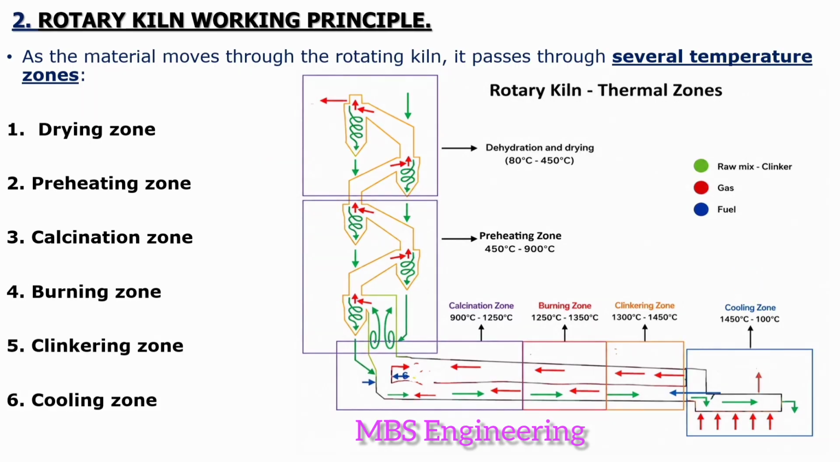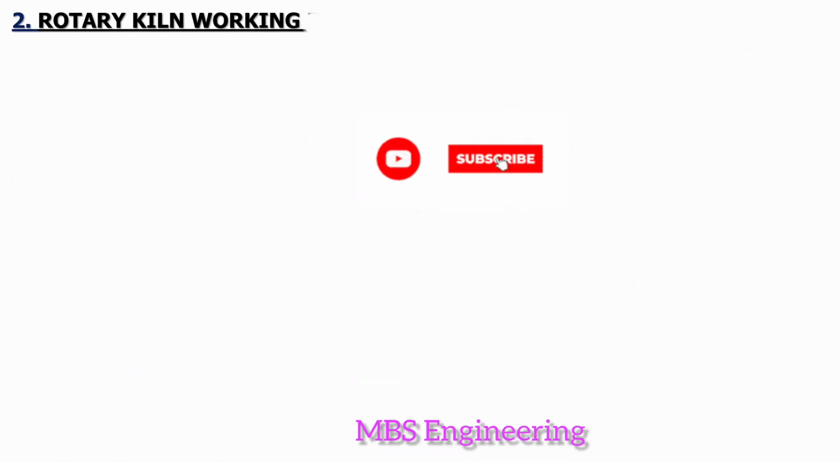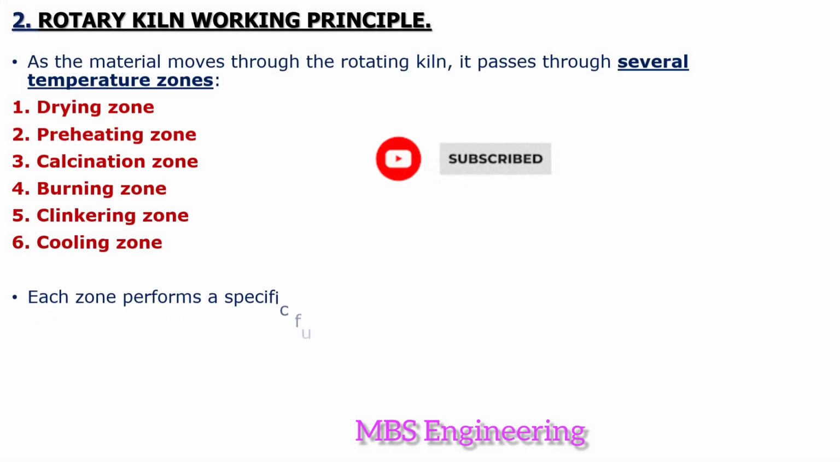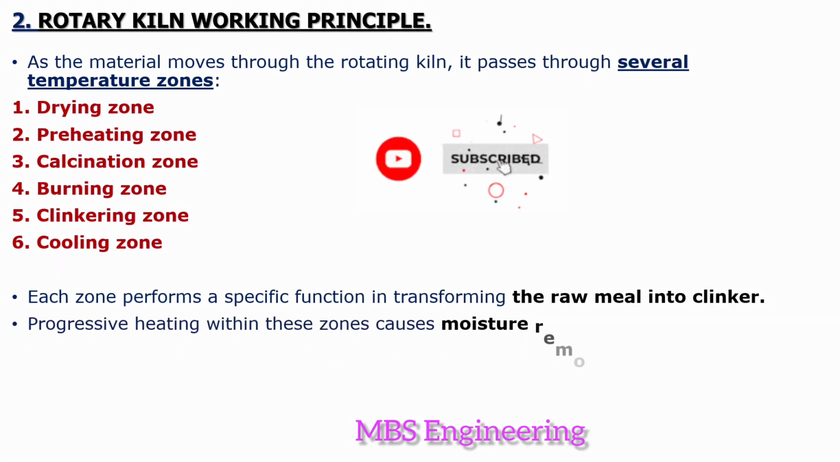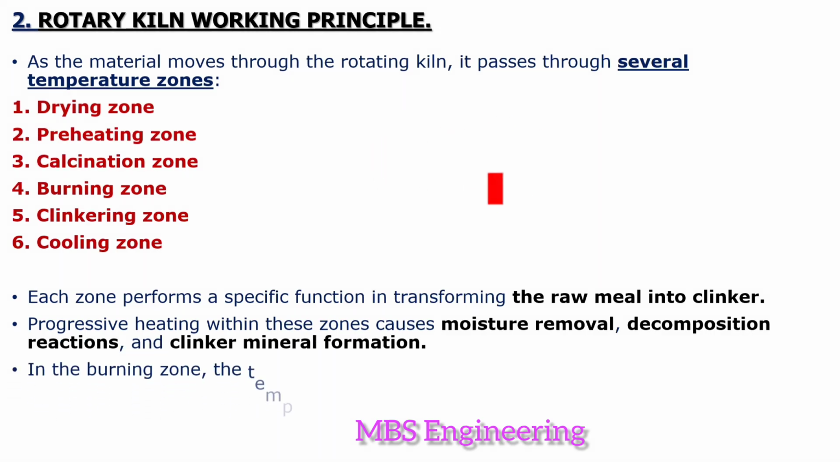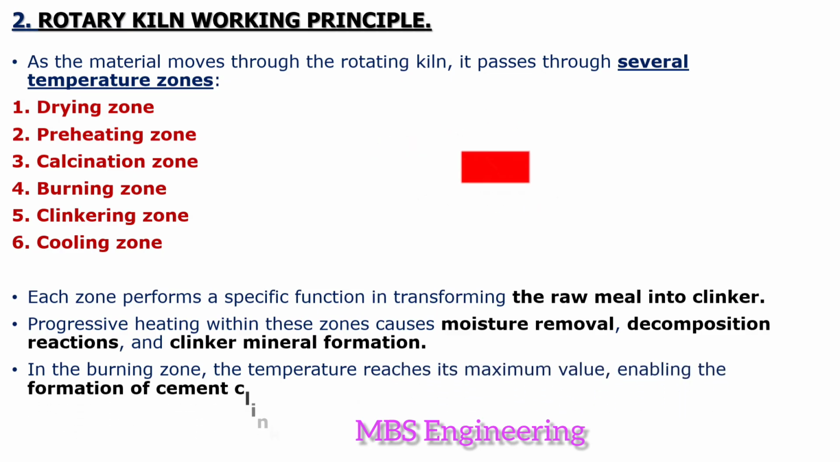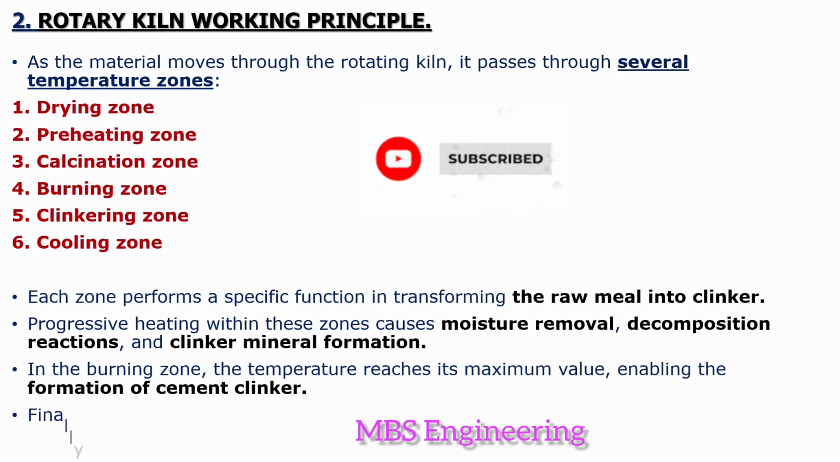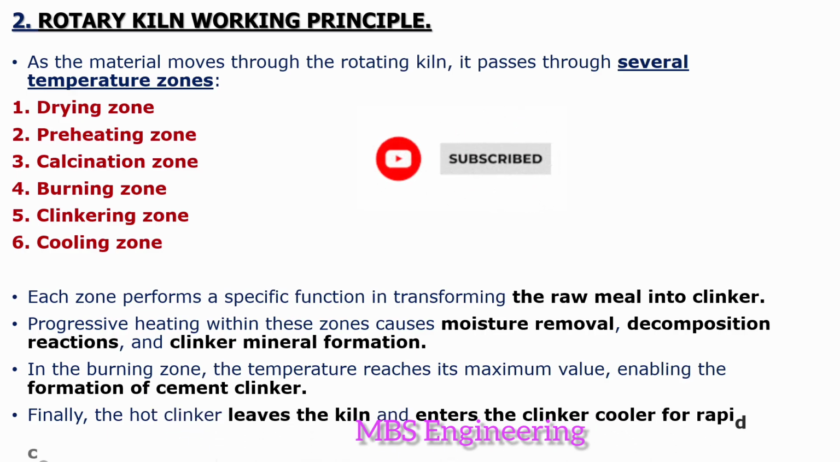Next, we will learn and understand the rotary kiln working principle. Each zone performs a specific function in transforming the raw meal into clinker. Progressive heating within these zones causes moisture removal, decomposition reactions, and clinker mineral formation. In the burning zone, the temperature reaches its maximum value, enabling the formation of cement clinker. Finally, the hot clinker leaves the kiln and enters the clinker cooler for rapid cooling.